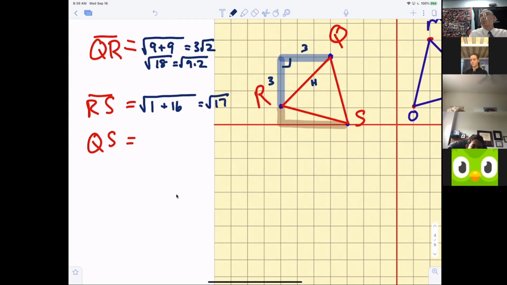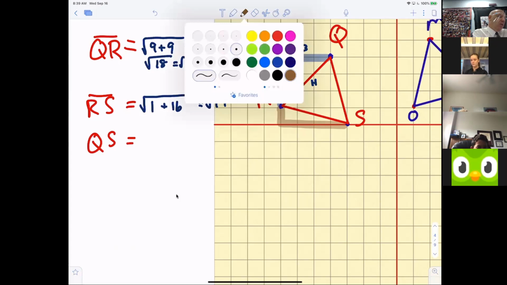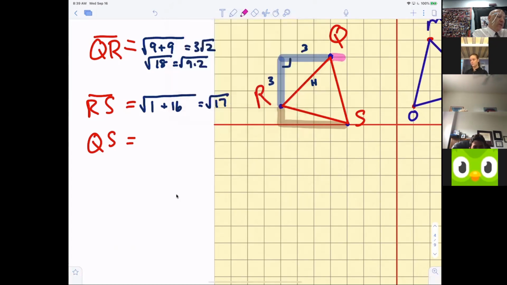Everybody good? Now I'm going to do RS. I'm going to draw QS now. From here, is QS the same? All right, so now QS, square root of 1 plus 16. And if you can see that, I'm totally fine. You didn't have to do that, but I'm just writing it down.